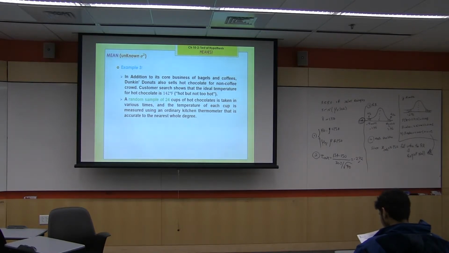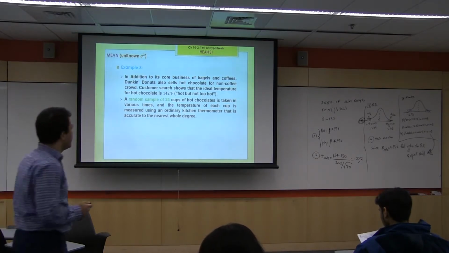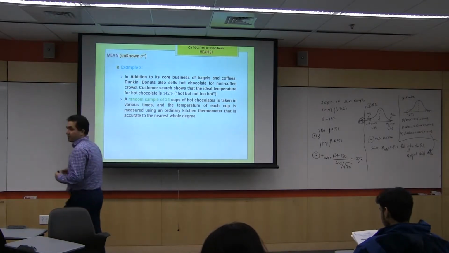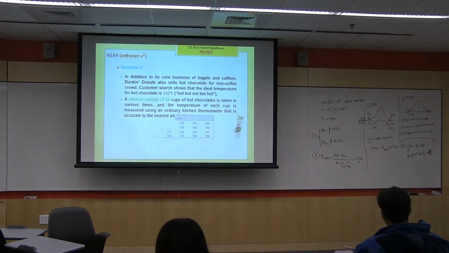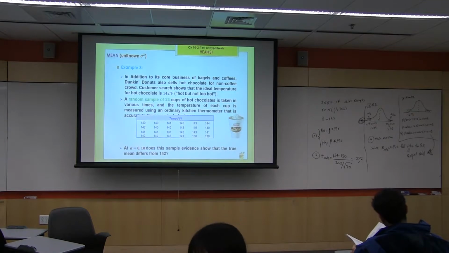A random sample of 24 cups of hot chocolate is taken at various times, and the temperature of each cup is measured using an ordinary kitchen thermometer that is accurate to the nearest whole degree. So, yeah, let me just go there. So, we basically want to see whether the Dunkin' Donuts is keeping the hot chocolates hot enough or not. And we got the data. These are the sample data.